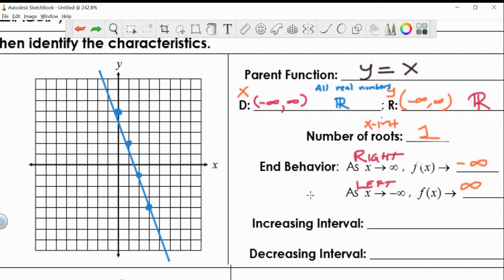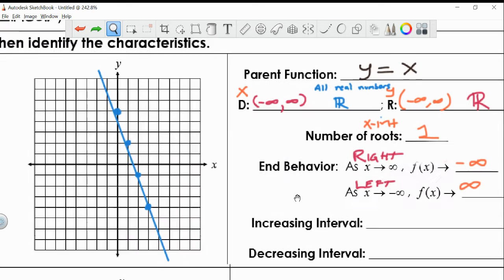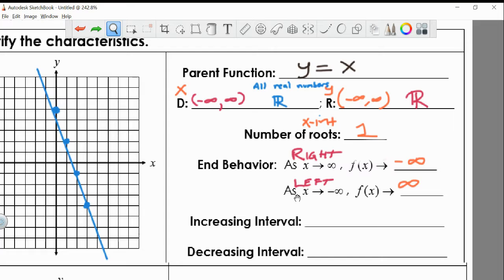So now what I need to do is write my increasing or decreasing intervals, and I need to only write it in terms of the x values. Now this is where this one gets a little tricky. This is one of the most missed questions out of all of these, because we're looking at the rise and fall of the graph. So we're kind of looking at the y values, but we need to write down only x values.